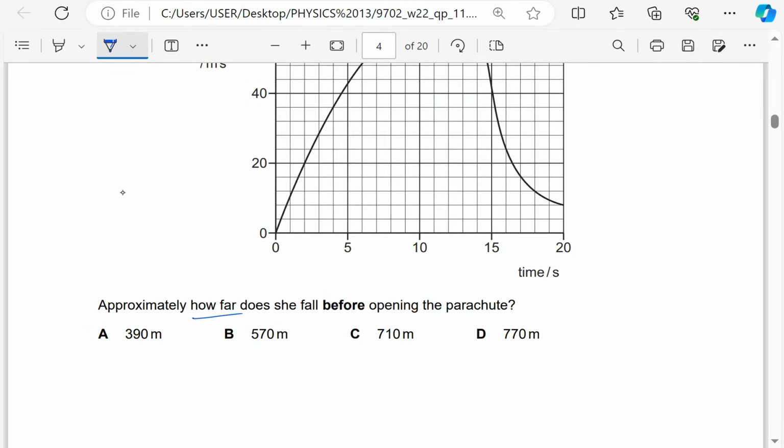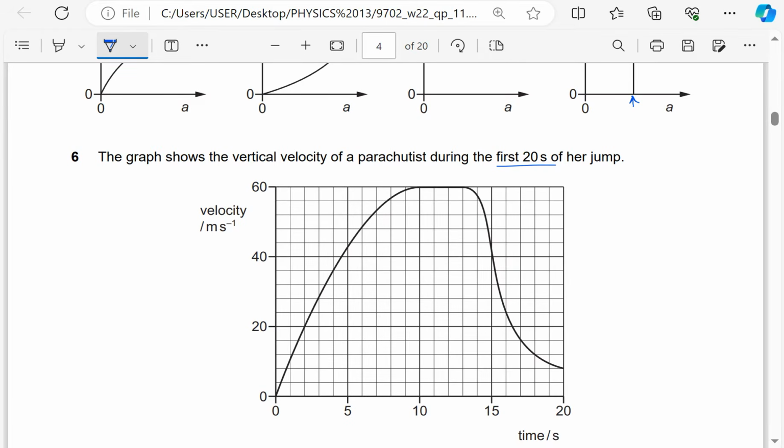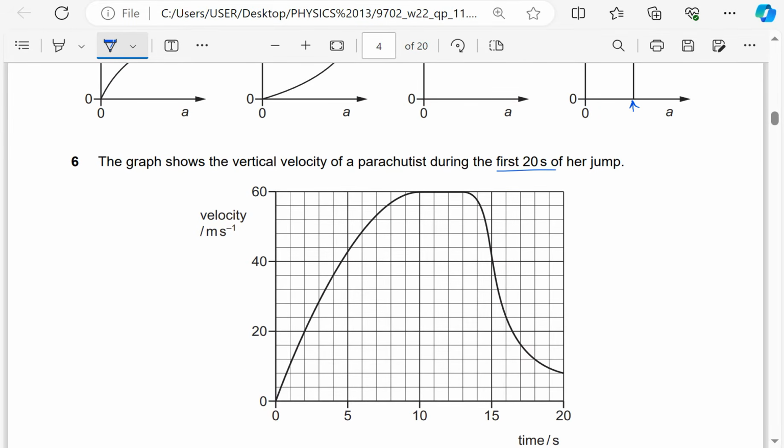Approximately how far does she fall before opening the parachute? So let's look for where she opens the parachute. For opening the parachute, the velocity starts decreasing, and the velocity starts decreasing at this point here. So this is the point for opening the parachute. Why is opening at this point? Because the velocity now starts decreasing. So opening the parachute is there.